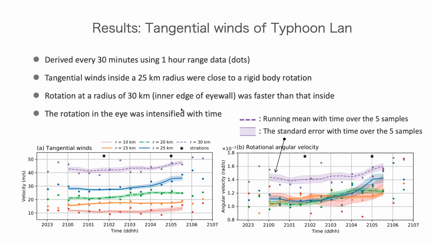We derived the tangential winds using data over 1 hour every 30 minutes. The left panel shows tangential winds in meters per second. The right panel shows rotational angular velocity in radians per second. The radius is represented by color. Dots show the actual estimated values, and the solid and broken lines are a running mean of 5 samples. The shading denotes the standard error. Inside a 25 km radius, the rotation is close to rigid body rotation, suggesting horizontal mixing. The rotation at a radius of 30 km was faster than the inside, and the rotation in the eye intensified with time.